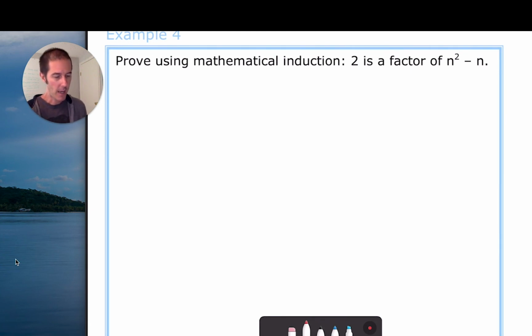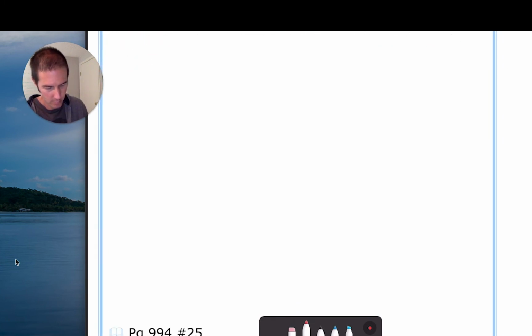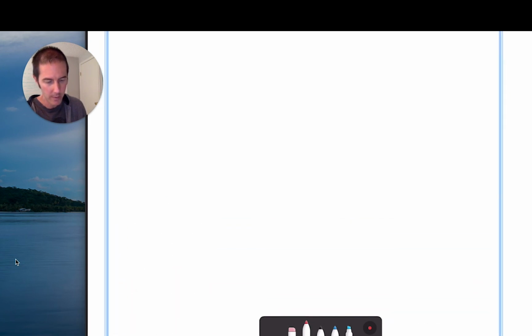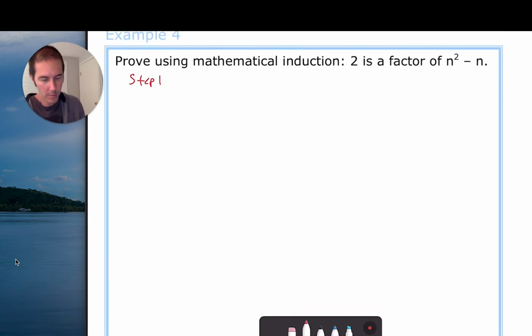All right, let's give it a shot. Step 1. How much space do we have for this? Well, we've got the whole page, and that's it. All right, so step 1, show true.